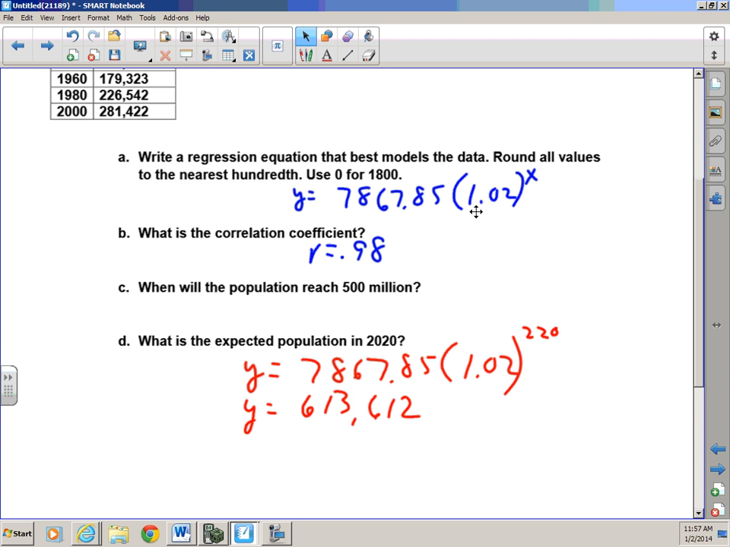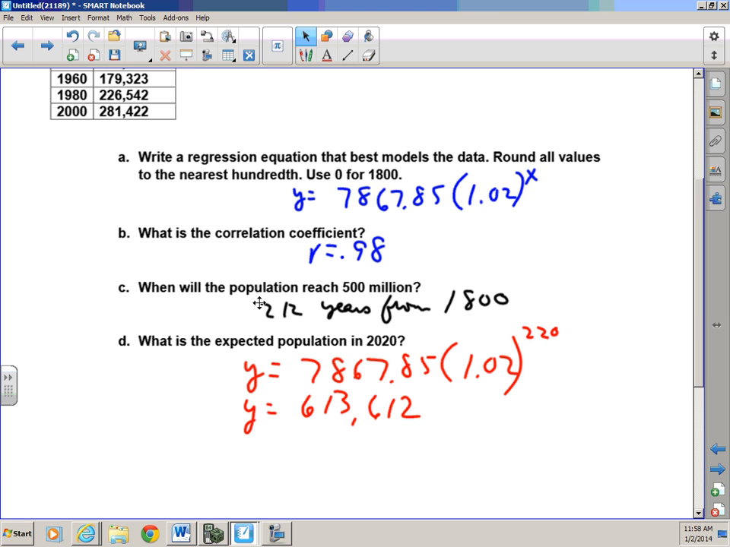Okay? So, when will the population reach 500 million? 212 years from 1800. Okay? Which kind of, if you think about it, makes some sense. Right? That's 2012. Because in 2020, which is what D is, I'm above 500 million. So that stays up in line.